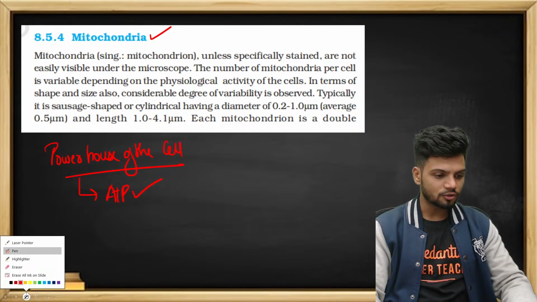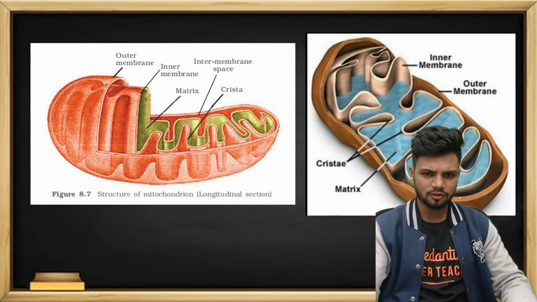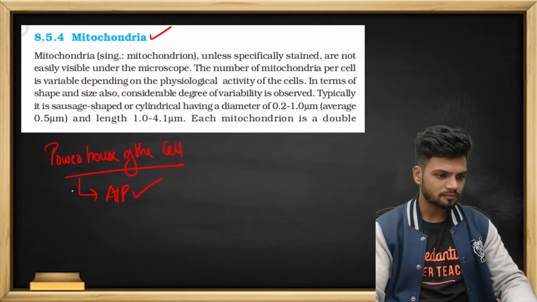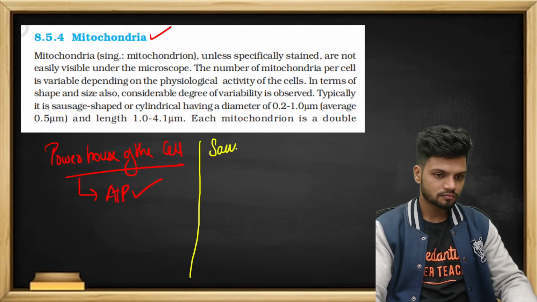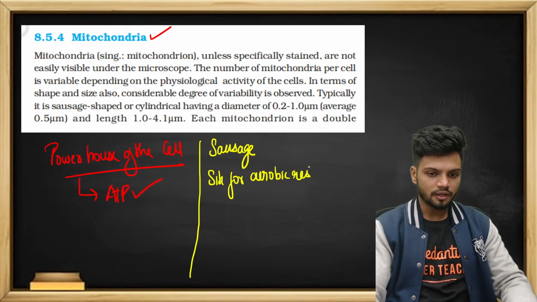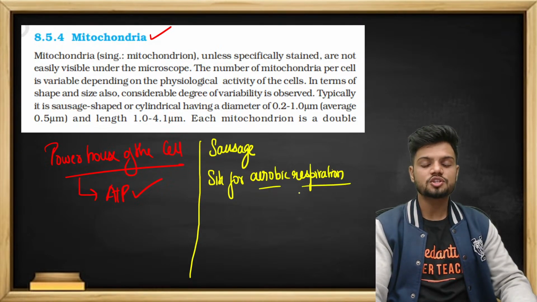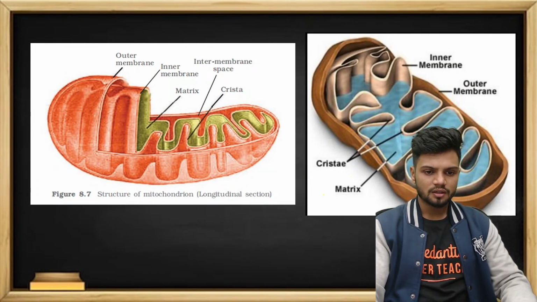Now students, if you look at a mitochondria, how does it look? The shape of this mitochondria, doesn't it look like a sausage? Yes, sausage shape. It is the site for aerobic respiration. Aerobic respiration means respiration which requires oxygen. Aerobic respiration happens here.